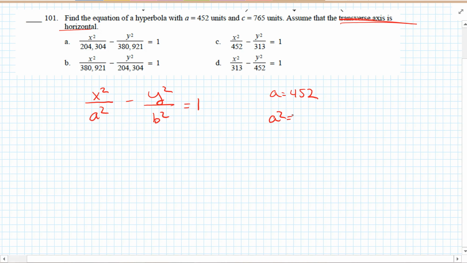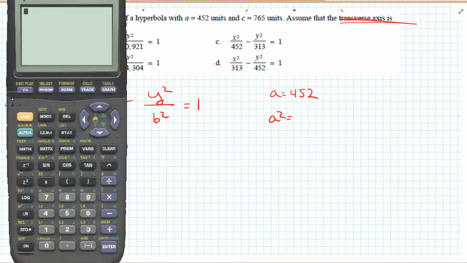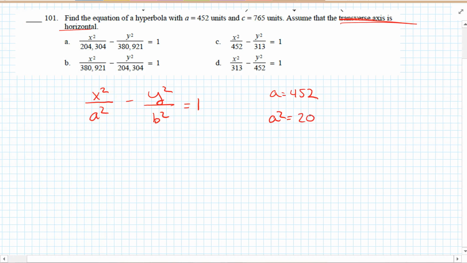So a squared would be 452 squared. Let's get our handy dandy calculator out. 452 squared is 204,304. Okay, actually we could stop right there. The answer is A. If you're taking a multiple choice test, you're good there. But let's go ahead and find the b value.